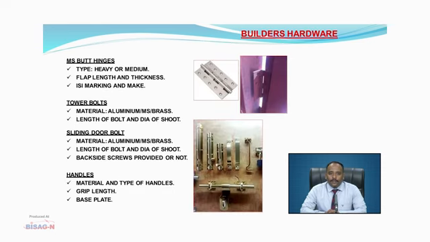Various building hardware materials like butt hinges, the nature of butt hinges, that is heavy or medium, their flap length and thickness and manufacturing material have to be checked. Similarly, the tower bolts, sliding door bolts and handles have to be checked.